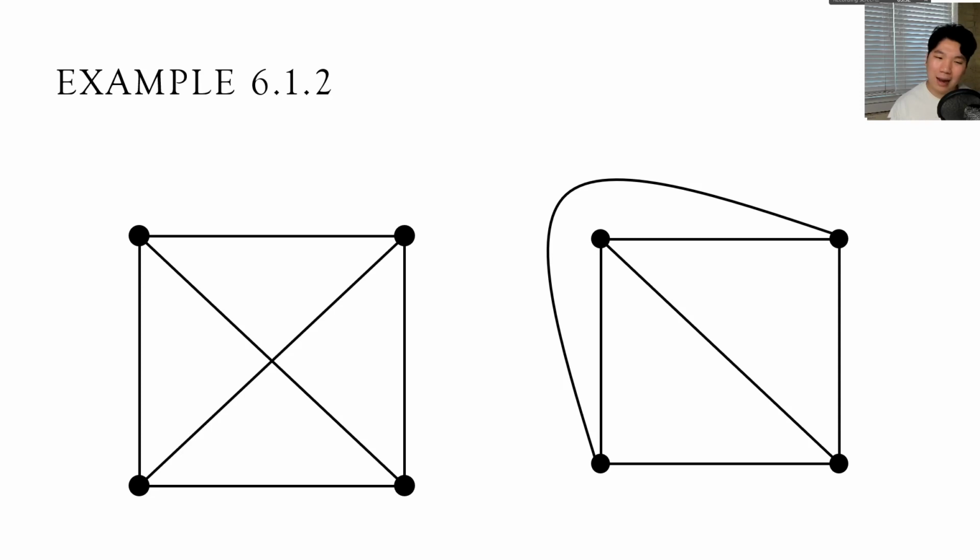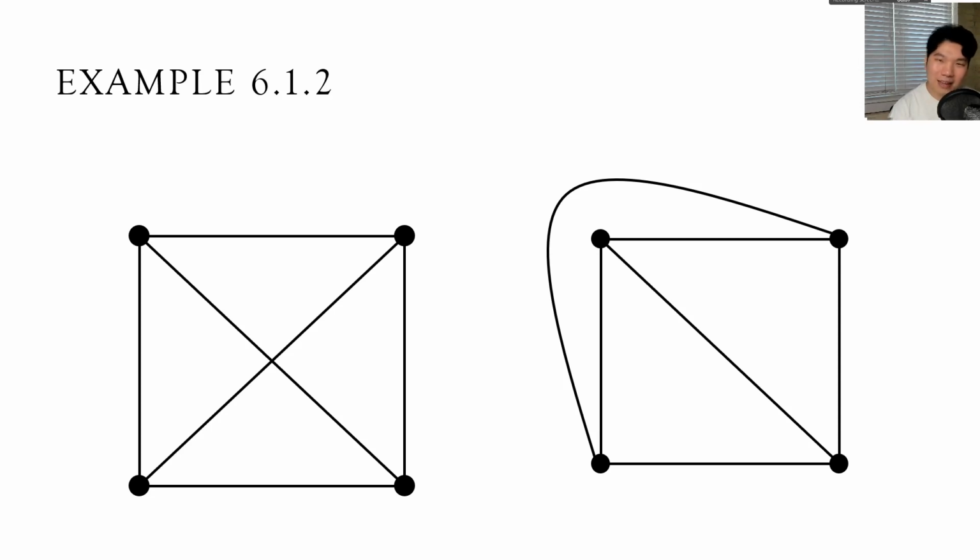If I draw it in this way, I still have all of my same edges, but they're just drawn in such a way that no two edges are crossing each other now. Hence, my graph is in fact a planar graph. So I have this here.